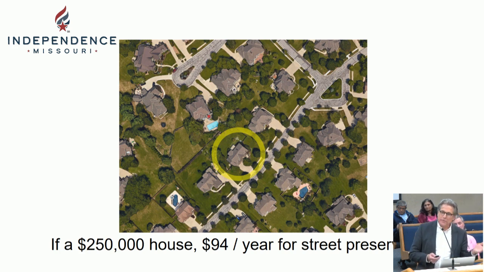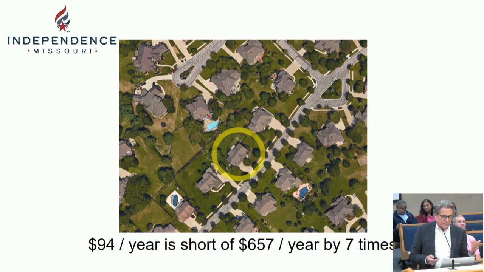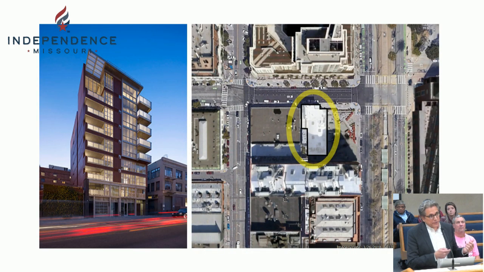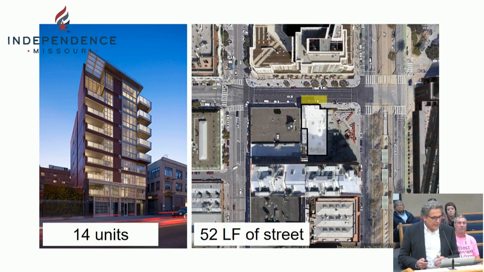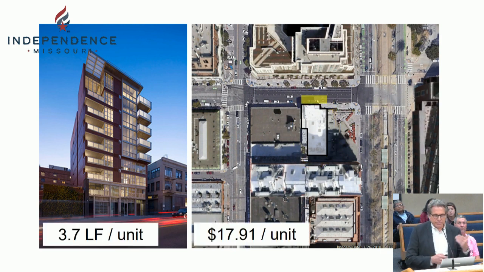So for a $250,000 home, $94 is about 1/7 of what that home needs to be putting in. Now we can look at a different development pattern, an urban development pattern. In this case, this is a mid-rise condominium building. Because it's very compact, it only needs 52 linear feet of street, because again, it's in an urban condition. So you have 14 units in this mid-rise building. That means each unit needs to generate $18 to pay for the street infrastructure.